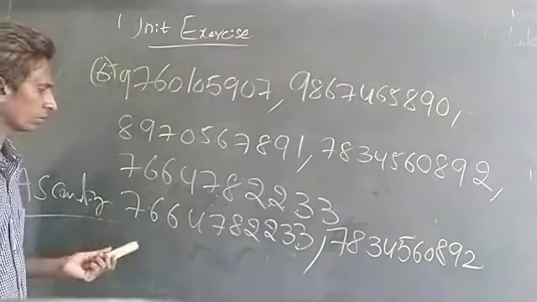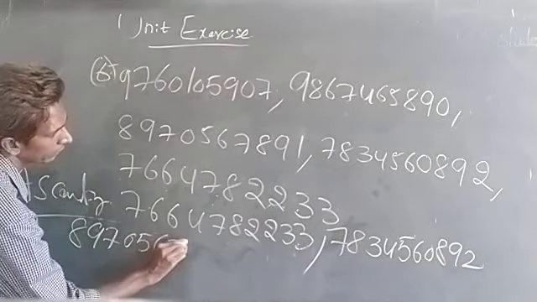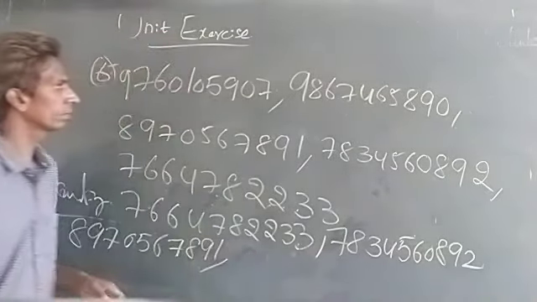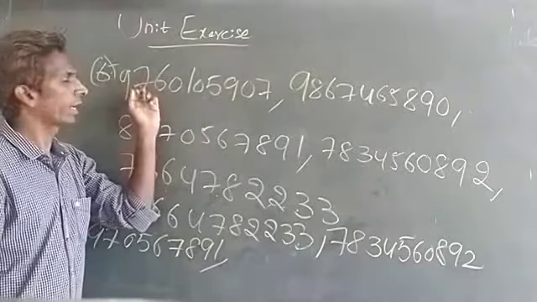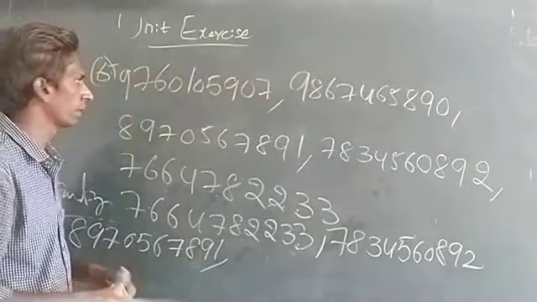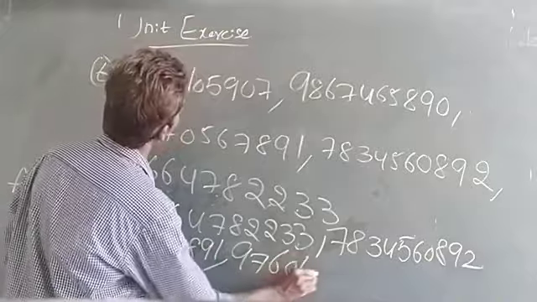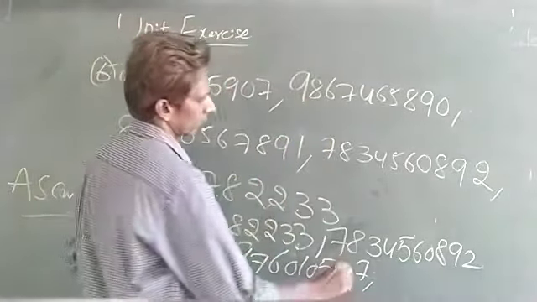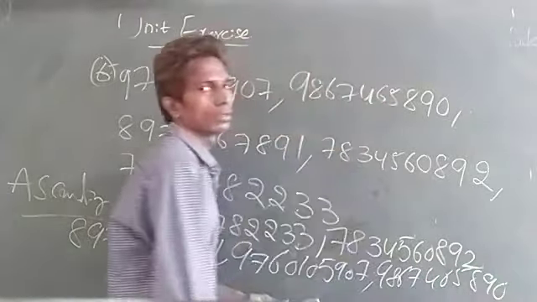1, 2, 3, 4, 5, 6, 7. So 897 crores. 5,67,891. Okay, now 891. Next number will come. In these two numbers, what is the least number? Okay, now what is the smallest number? 976 crores. So this is 986 crores. So what is the smallest number this is? So 976 crores, 1,05,907. So next the big number is 9,8,6,7,4,6,5,8,9. So like that you want to write down.